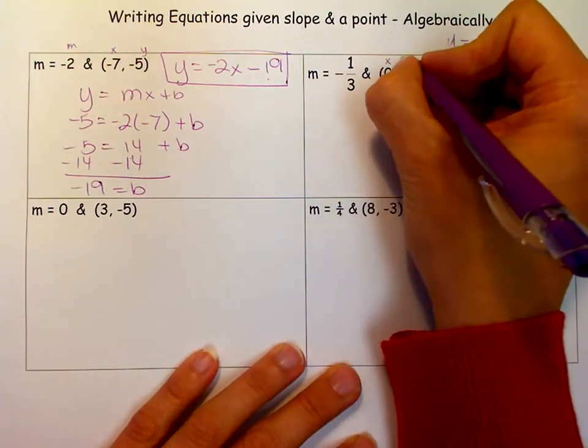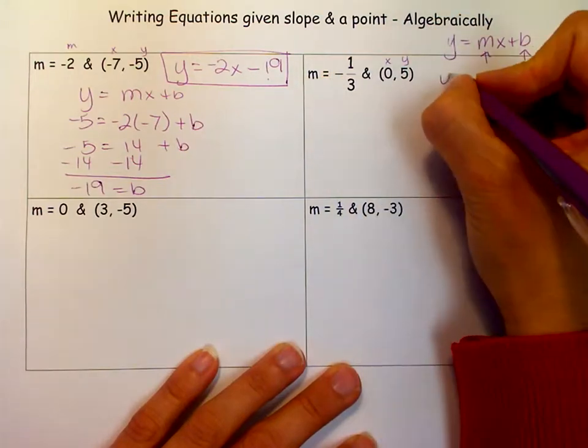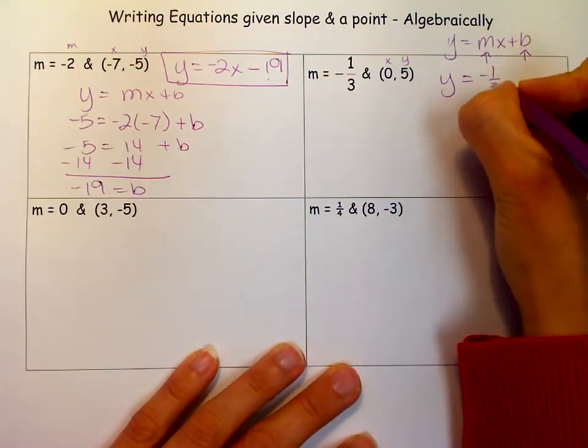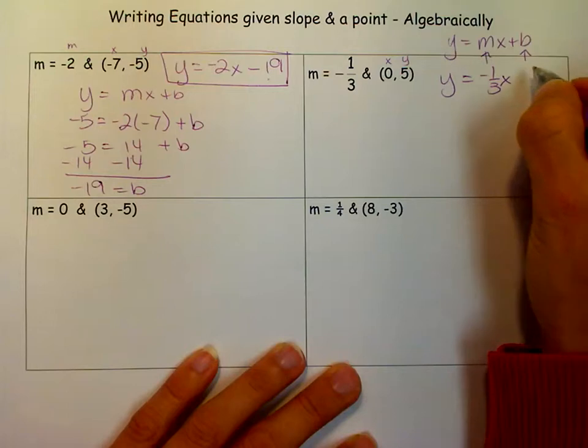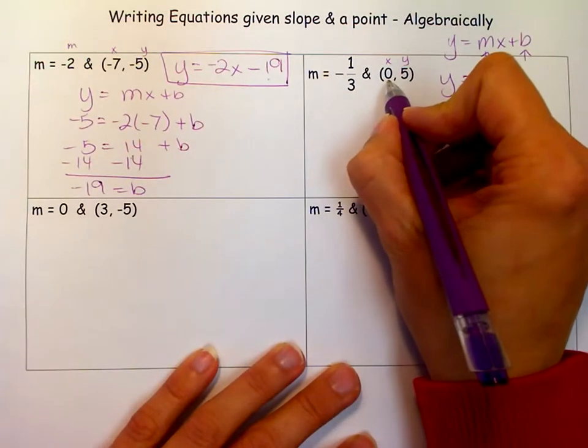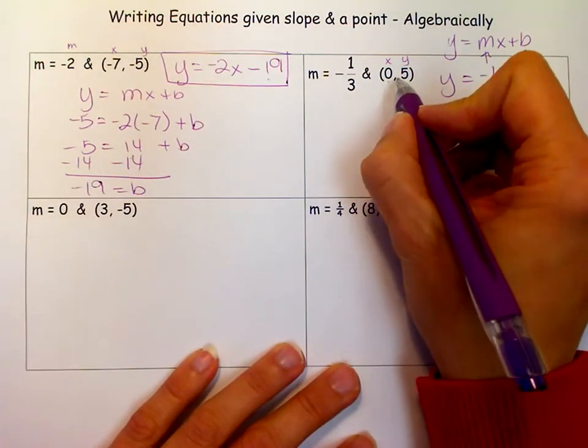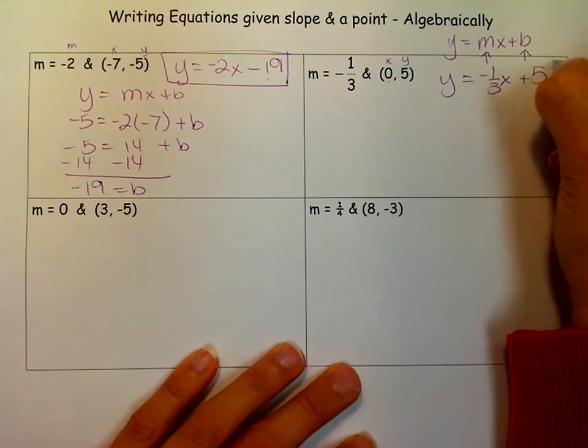This is my x, my y, and my m. So I know it's going to be y equals -1/3 x plus or minus b. So then I always check my point. If x is 0, that's my b. And x is 0, so I simply put plus 5.